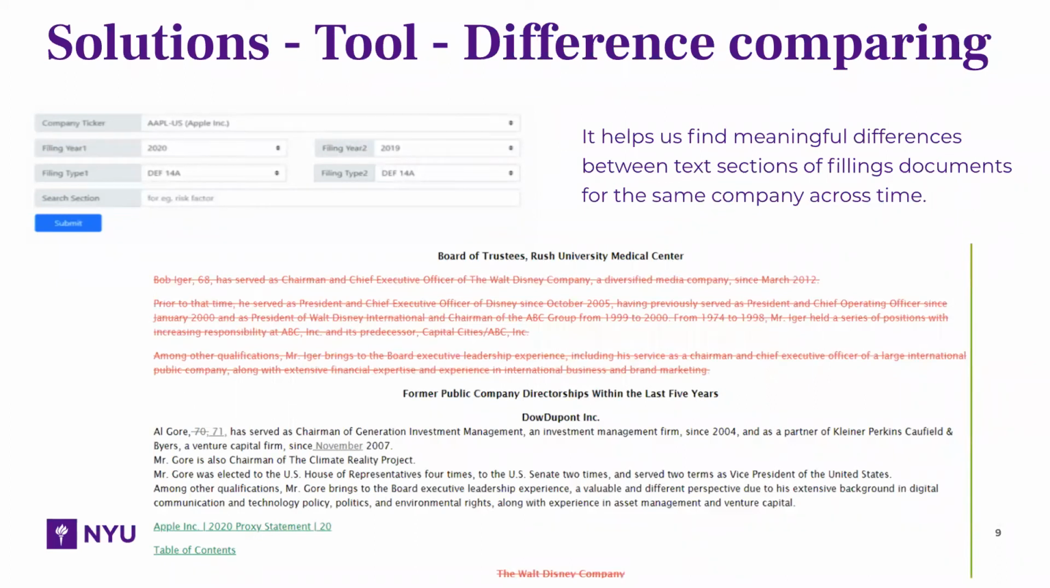Hi, this is Lydia. We also found a difference comparing tool, which is a useful tool that helps us find meaningful differences between text sections of filing documents for the same company across time. Here you can see the example. I chose the company Apple, the filing years 2020 and 2019, and the proxy statement. By using this tool, we can easily find out the old board member changes. For example, here you can see Bob Iger is no longer here right now, and Al Gore changed to 71 years old after 1 year.